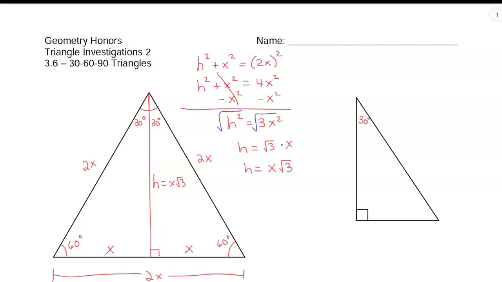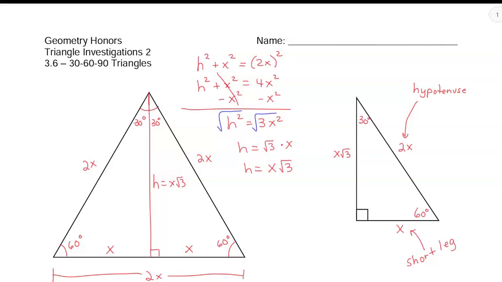This will be the 30-degree angle, and this will be the 60-degree angle. The hypotenuse is labeled with 2x, and the side across from the 30-degree angle is labeled with x. The side across from the 60-degree angle was the height of that triangle, and that is x root 3. So notice how we have the hypotenuse labeled as 2x. Whatever the hypotenuse is, this side across from 30 is shorter than the other leg. So this is considered the shorter leg, or the short leg.